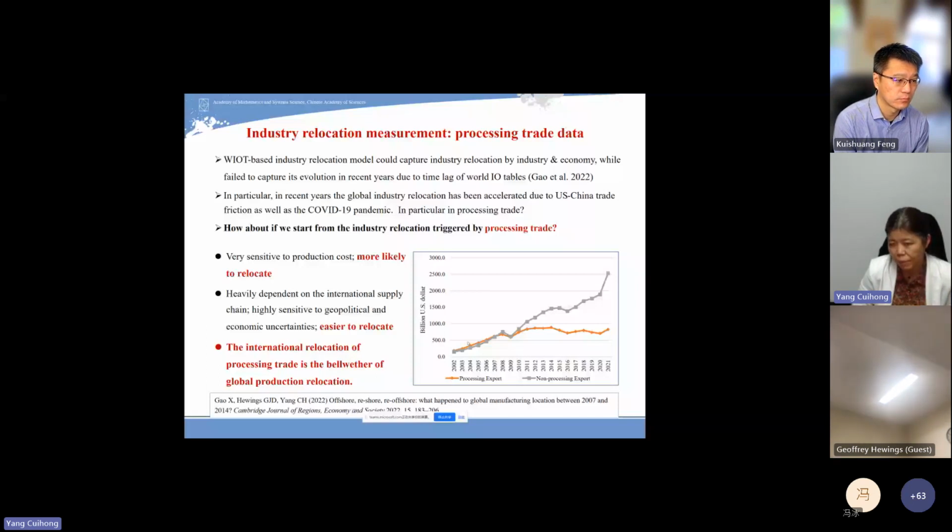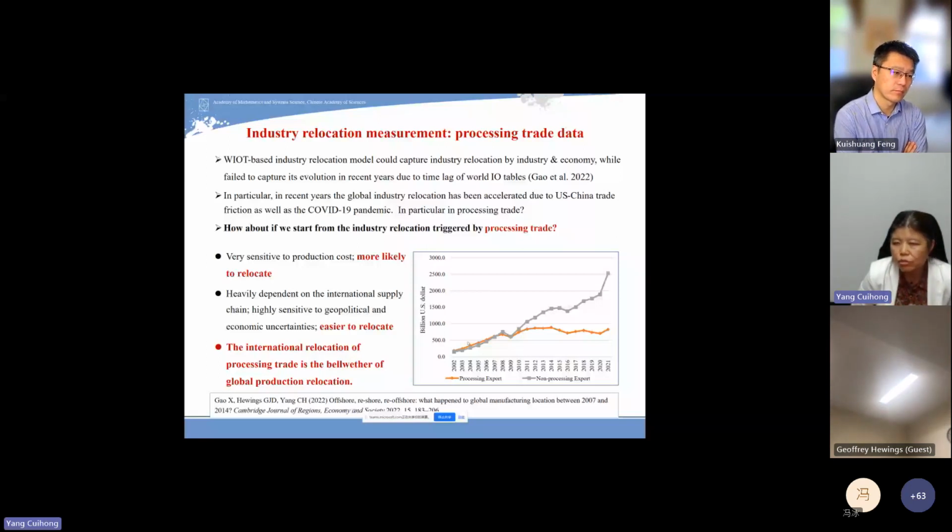This is one perspective. Another perspective is that the processing trade is more often heavily dependent on the international supply chain, and it's highly sensitive to geopolitical and economic uncertainties. So from this perspective, processing trade is also easier to relocate to other economies. This is the second perspective.